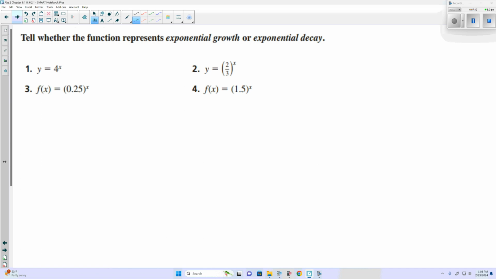Now, y and f of x are essentially, for all intents and purposes, the same thing. For these next ones, 1, 2, 3, 4, they're not asking us to evaluate. They just want us to tell them if it's growth or decay, one or the other. So y equals 4 to the x. Growth or decay? It is indeed growth, because our base of 4 is greater than 1. Y equals 2/3 to the x. Decay.